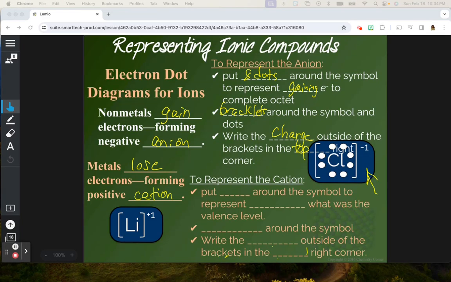Next, for the representation of cations, we put 0 dots around the symbol to represent the losing of electrons on the valence level. Brackets around the symbol, and then we write the charge outside the bracket at the top right corner, such as this here. So please write those things down for examples.